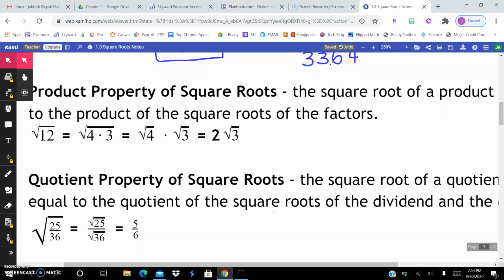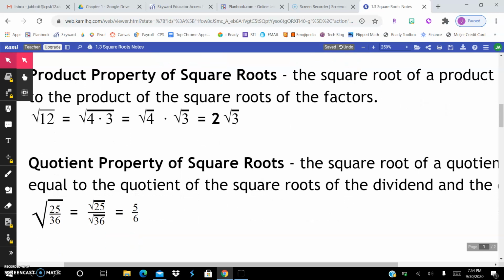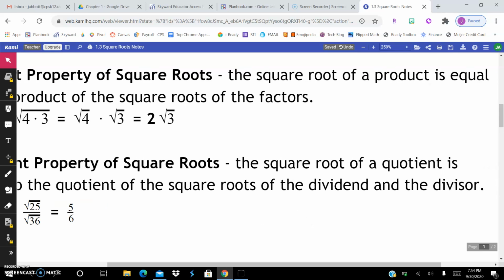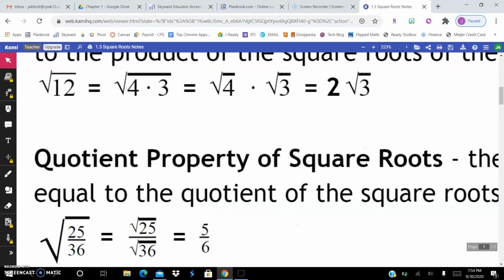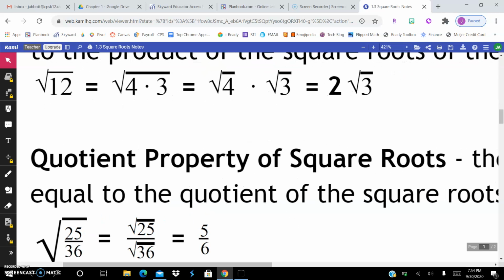Next, we have the product property of square roots. And that says that the square root of a product is equal to the product of the square roots of the factors. So what they're telling us is that we can break up factors. So if I have the square root of 12, I can break that up into the square root of 4 times the square root of 3, because 4 times 3 is 12. I can do that, and then simplify that into each their own problem there.